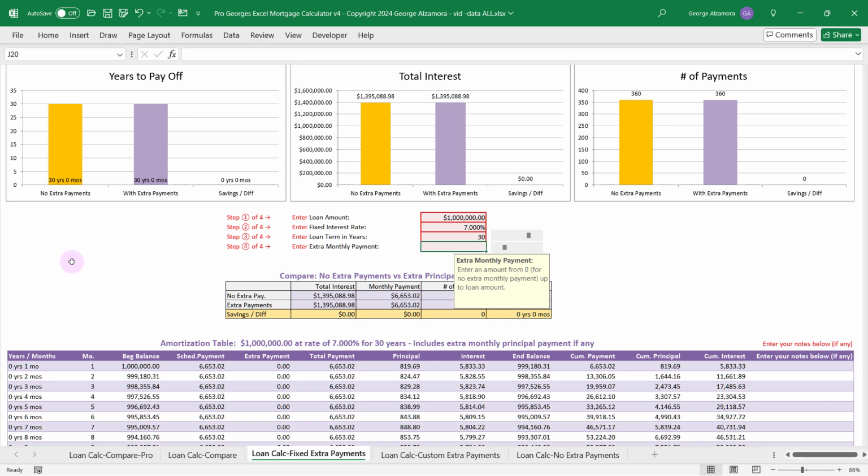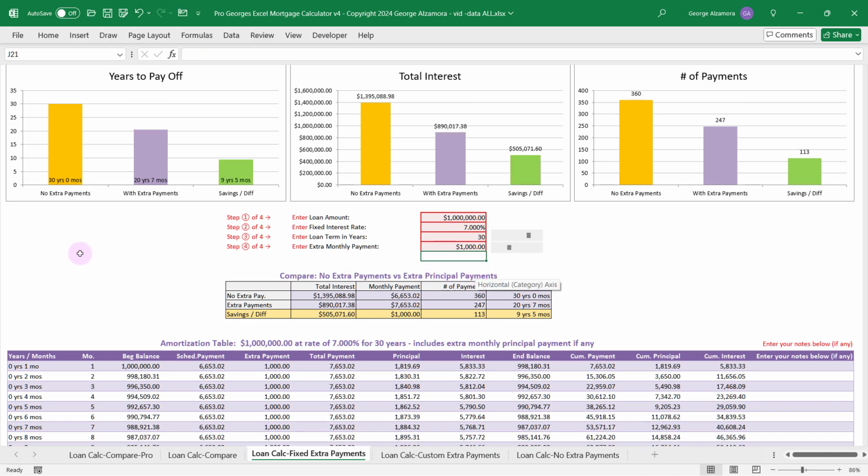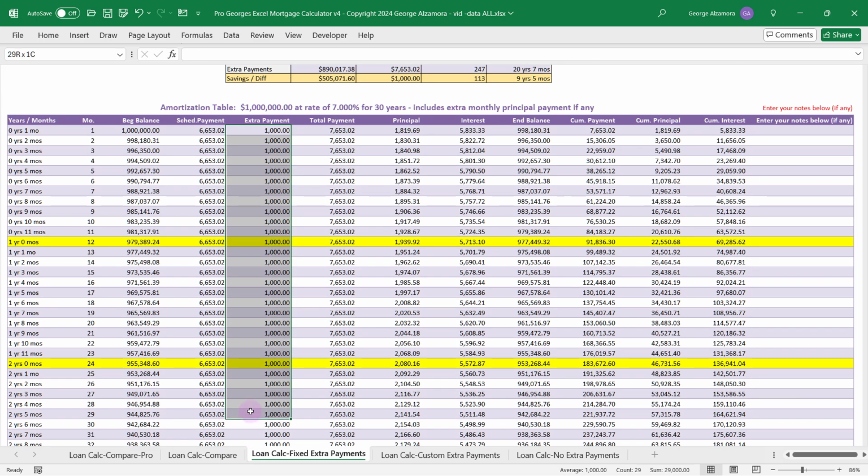So let's say that we added $1,000 each month. And by doing that, if you look at the chart up here, instead of paying this off in 30 years, you can pay it off in 20 years, 7 months. And you can save around $505,000 of interest. So this particular worksheet is an example of making the same extra principal payment every month.